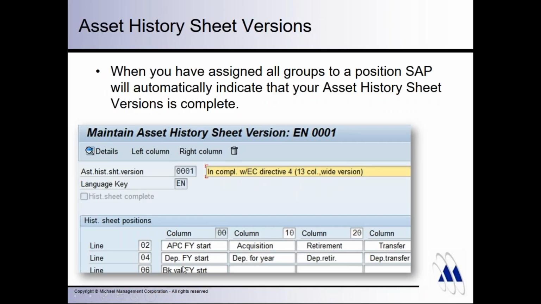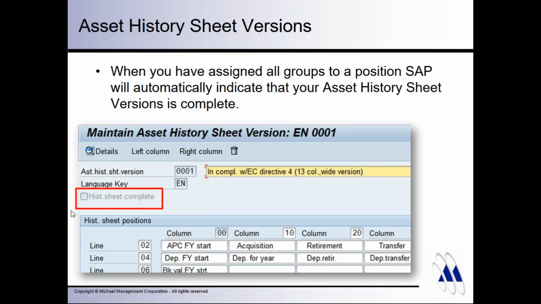When you do this for all of these various positions, eventually you're going to be done and your history sheet should be complete. See this indicator right here? Now mine is not complete. Do you remember when I ran this report and on top in the header it said incomplete?